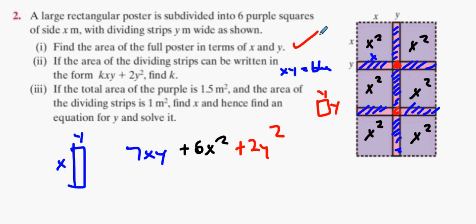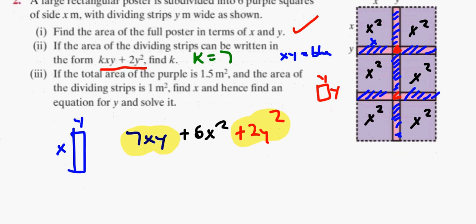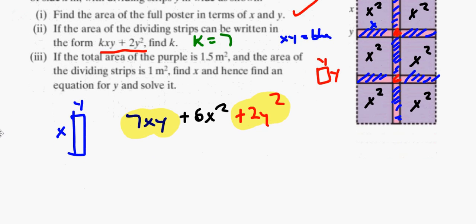Done. If the area of the dividing strips can be written in the form kxy plus 2y squared, find k. Well, we have the dividing strips there, don't we? Where are they? The dividing strips is the two yellow parts. So what does it say for k then? k equals 7. If the total area of the purple is 1.5 and the area of the dividing strips is 1 meters, find x and hence find an equation for y to solve it.